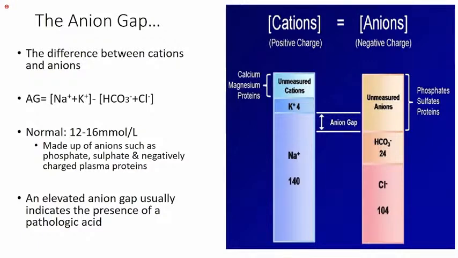It's basically made of anions such as phosphate, sulfates, and negatively charged plasma proteins that you're not able to measure directly. They're unmeasured anions, so they're the ones accounting for this anion gap between the positively charged and the measured negatively charged molecules. When you've got an elevated anion gap, this usually indicates the presence of a pathologic acid, such as lactic acidosis or ketones if you've got DKA.